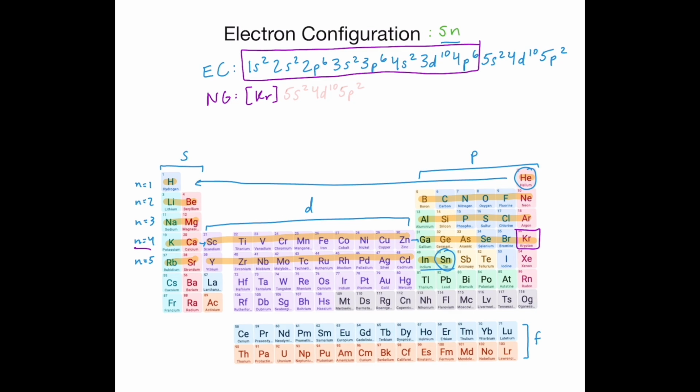And now we can finish off our electron configuration with 5s2, 4d10, 5p2.